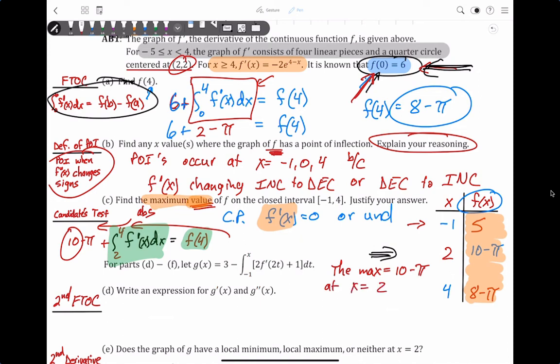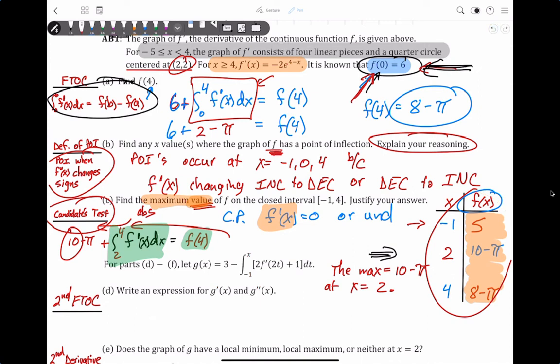Now, I know it didn't ask you to put the x value, but if you want to overkill it just a little bit and make sure that you get all the points that you need, make sure that you do, in fact, write it out and list not only your work, but also refer to the candidate's test.